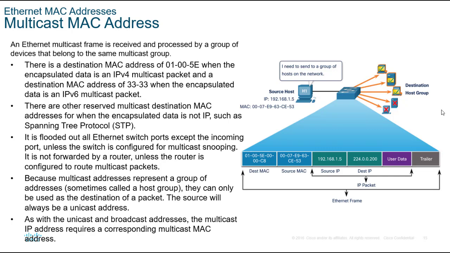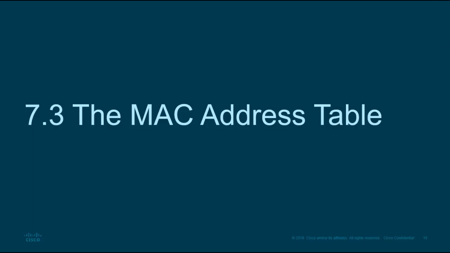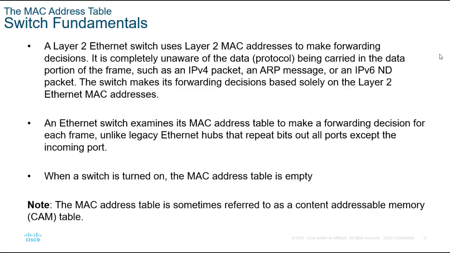Another multicast example is a video application like IPTV, where there is a central server sending a continuous stream to multiple endpoints. Hopefully by now you understand Ethernet MAC addresses pretty well and are ready to move on to the subject of how an Ethernet switch uses MAC addresses to forward or discard frames to other devices on a network.